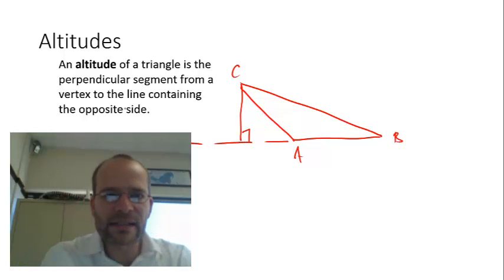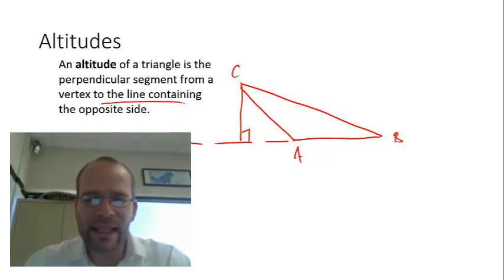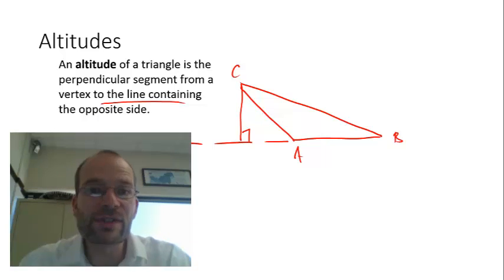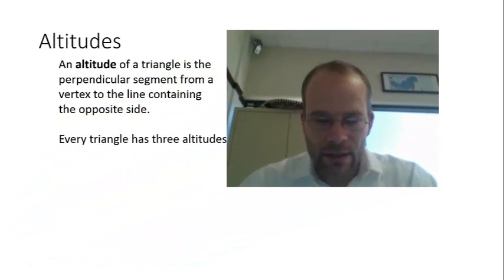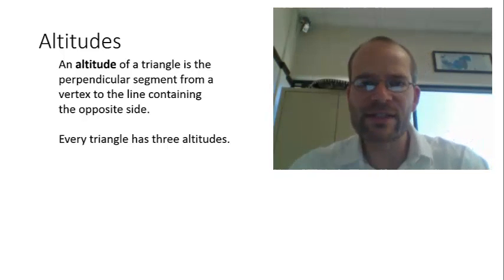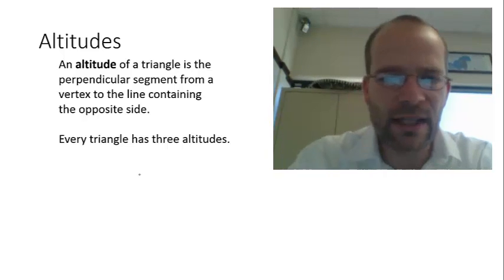So that's why this additional language when we talk about the line containing the opposite side. In fact, you'll find anytime you're dealing with an obtuse triangle, two of the altitudes will lie outside the triangle. Notice, and this is perhaps inferred in things I've already said, that every triangle has three altitudes. Let me just start with an acute triangle. We'll take a quick look at that.